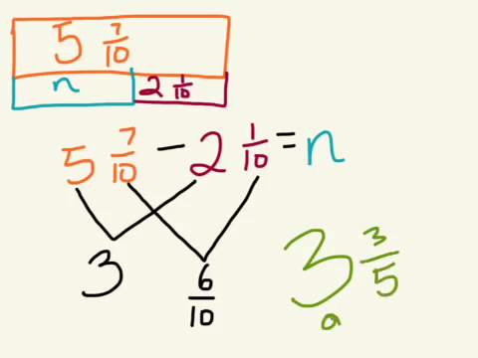3/5 oranges. That means that right here, that's 3 3/5. That is the number that we could put together with the 2 1/10 to get our 5 7/10 oranges.